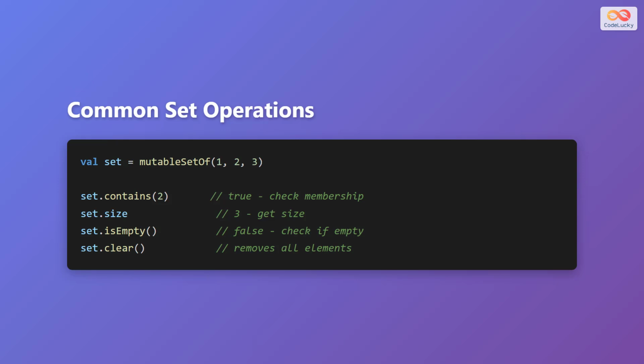Sets provide several useful operations. The contains method checks if an element exists in the set, returning true or false. The size property tells you how many elements are in the set. The isEmpty method returns true if the set has no elements. Finally, the clear method removes all elements from a mutable set, leaving it empty.